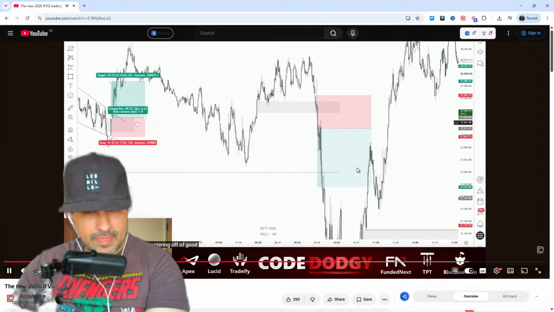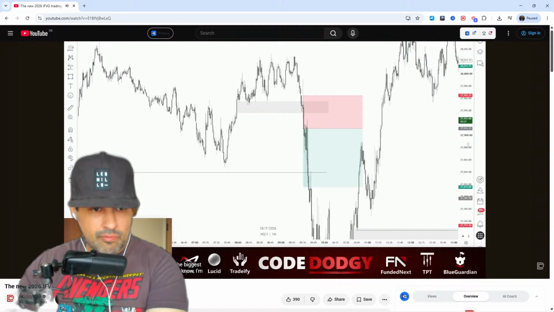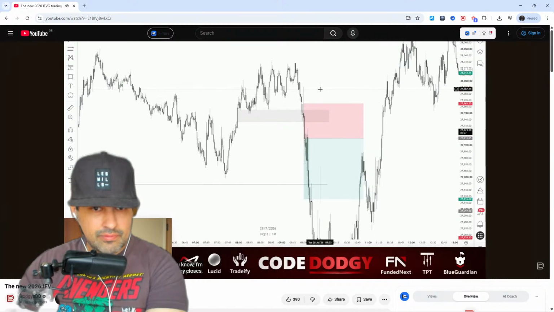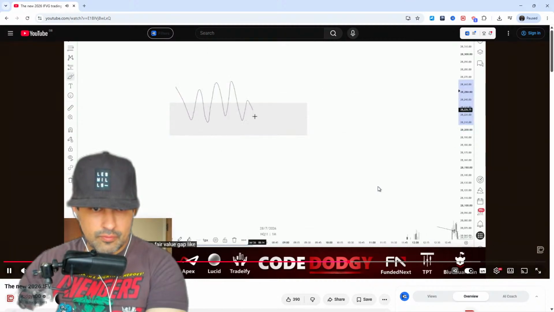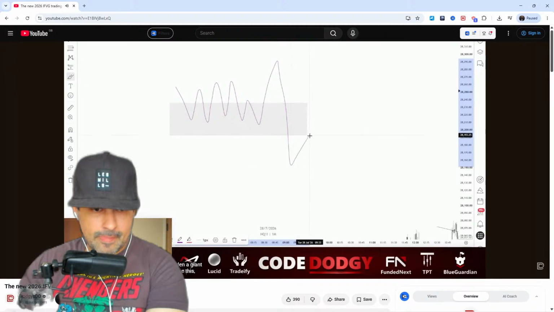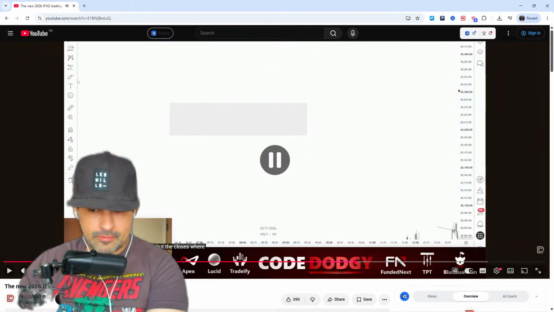Entering off of good momentum, such as a death candle or a birth candle, is the biggest change that I've made. I'm barely entering off of choppy closes. Now, there are sometimes where we are choppy in a fair value gap like this, and then all of a sudden a giant momentum candle goes like this. I will still enter those. But the closes where we're just kind of choppy, I avoid.